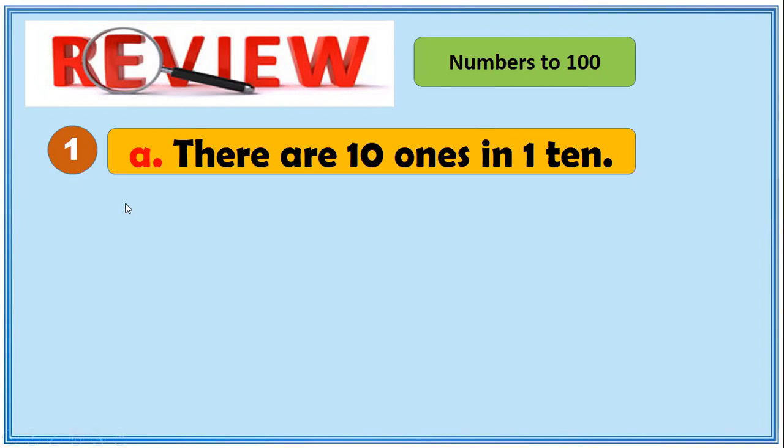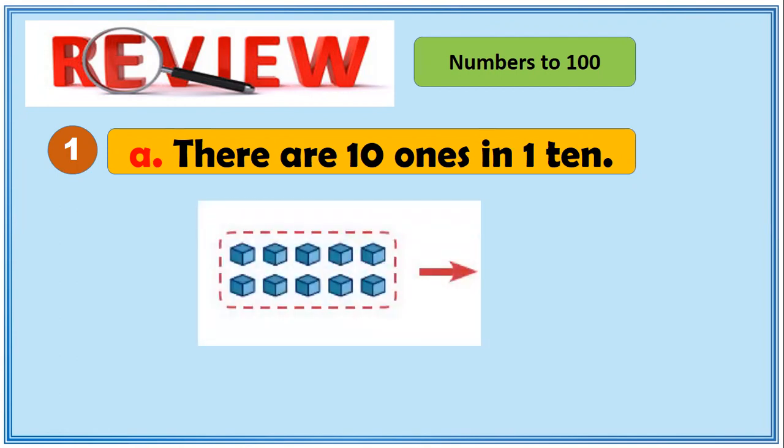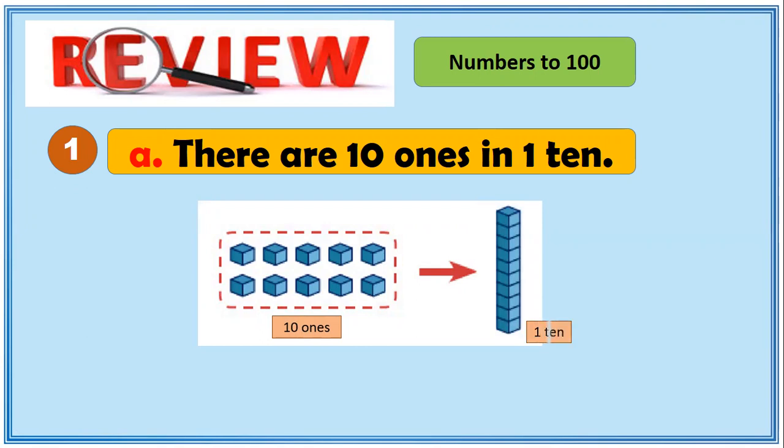So for number 1, letter A, there are 10 ones in 110. Now look at the illustration. As you can see here, we have how many ones? 1, 2, 3, 4, 5, 6, 7, 8, 9, 10. All right, so here we have 10 ones, and these 10 ones make up 110. Again, 10 ones make up 110.